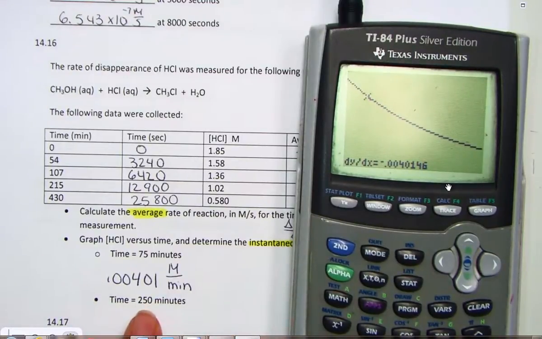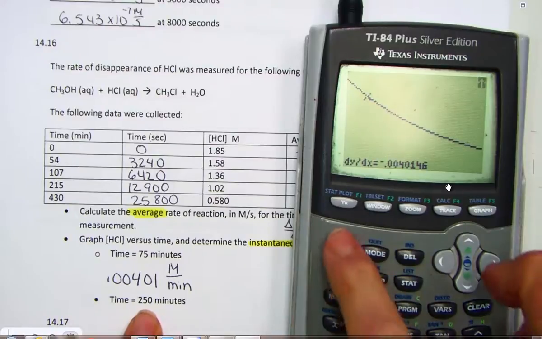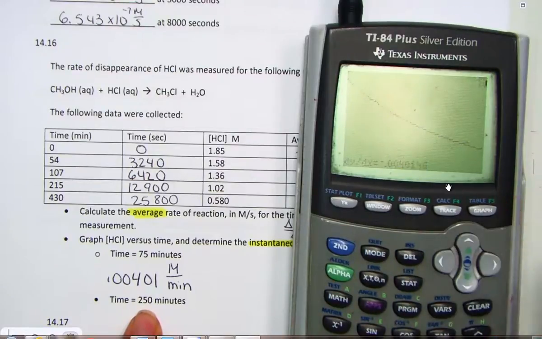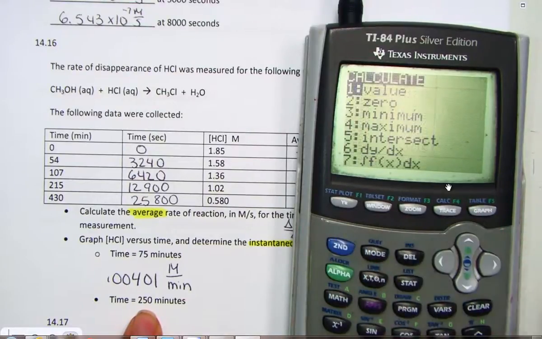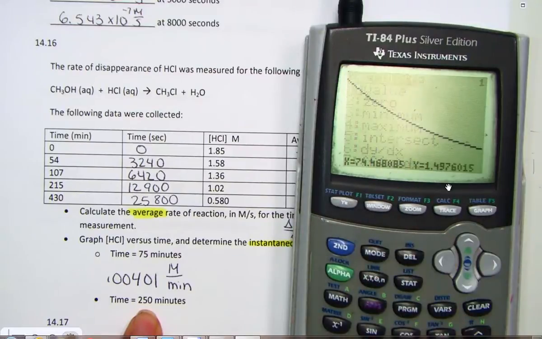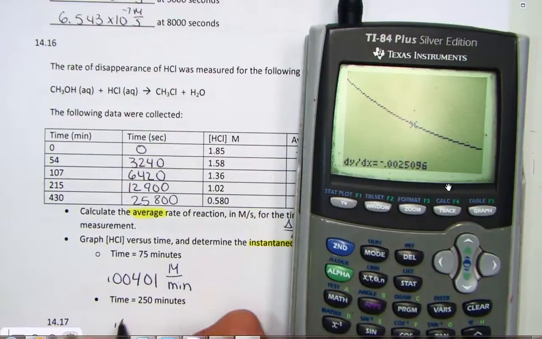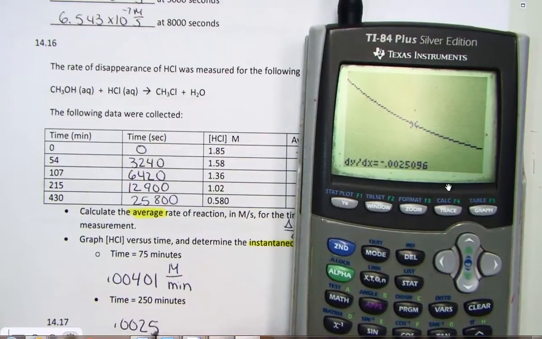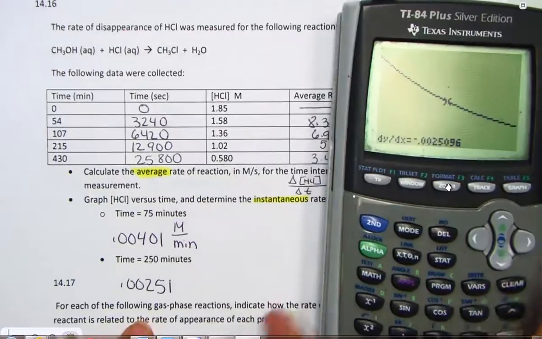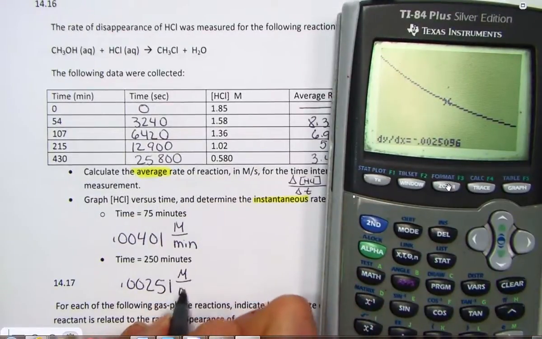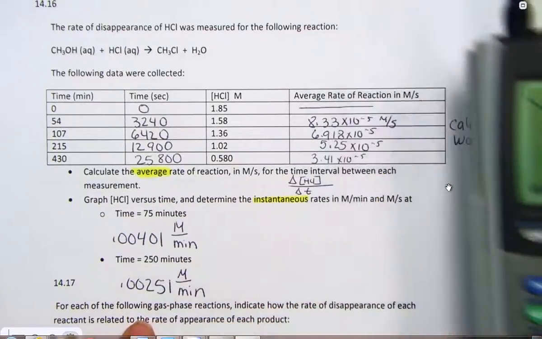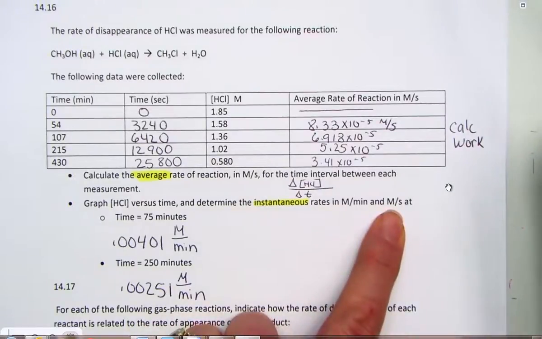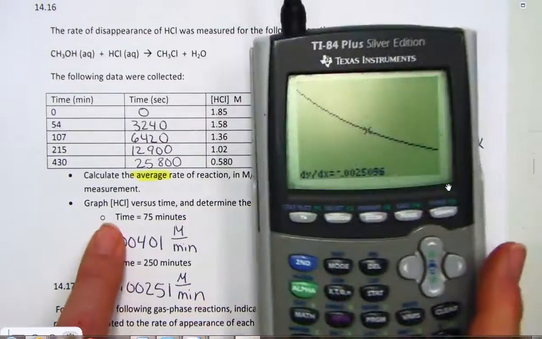And now let's do 250 as well while we're here. So second function, oops, that's wrong. We want choice 6, and this time we want for 250 minutes. And here I come up with 0.0025096, and that's molarity per minute. But we have one more step to do. That's molarity per second.